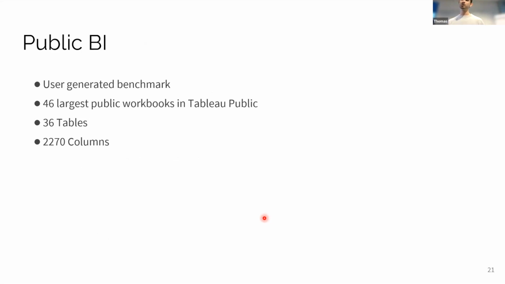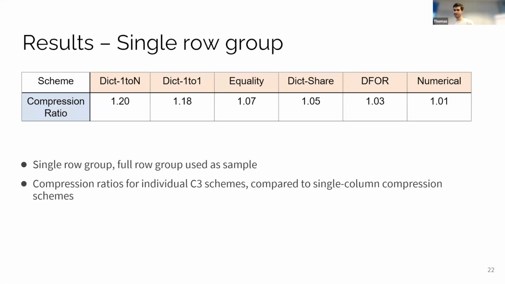This is a user-generated benchmark with real-world data, and it consists of, at that time, the 46 largest workbooks in Tableau Public. And we use a subset of 36 tables consisting of almost 2,300 columns. So what are the results?